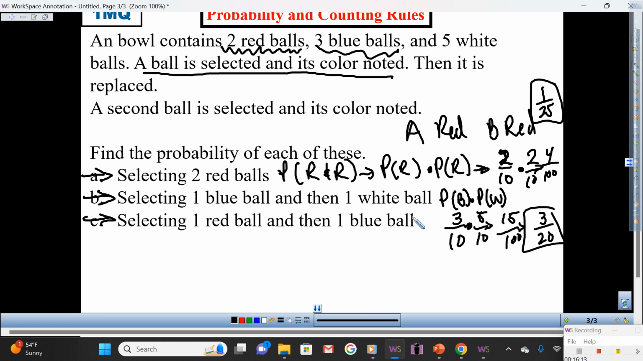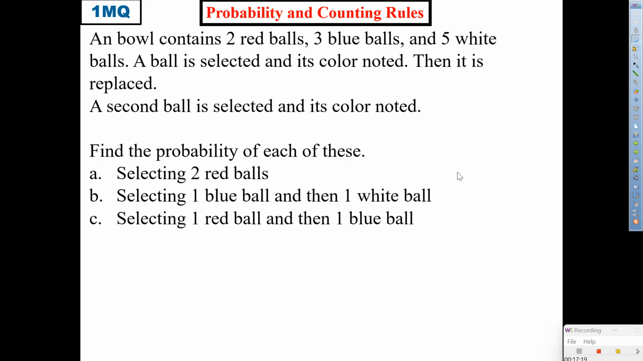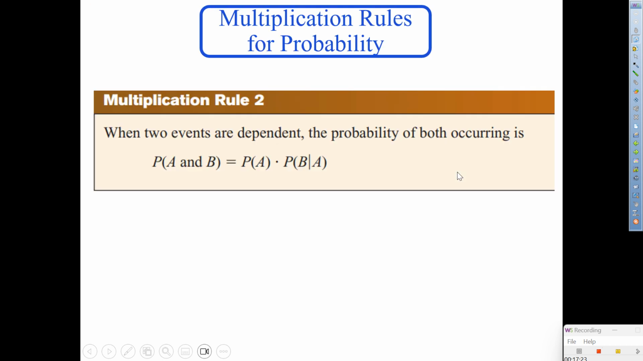From 1 to 5, how comfortable are you with the independent events formula? Good? All right. So send me that, and let's go to the next one. We're moving on to dependent events. Dependent events. Copy this formula.